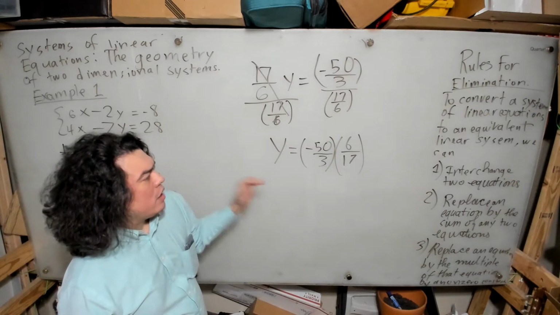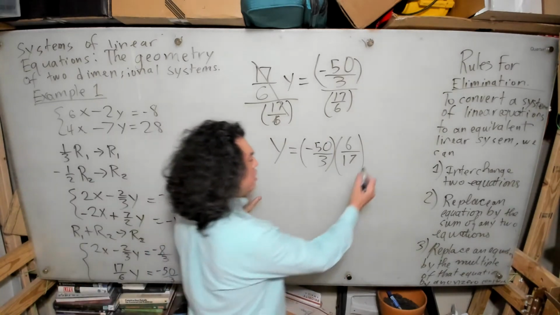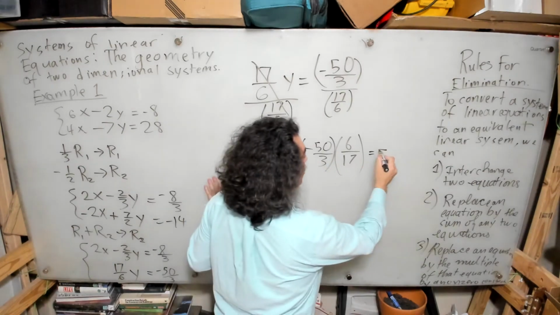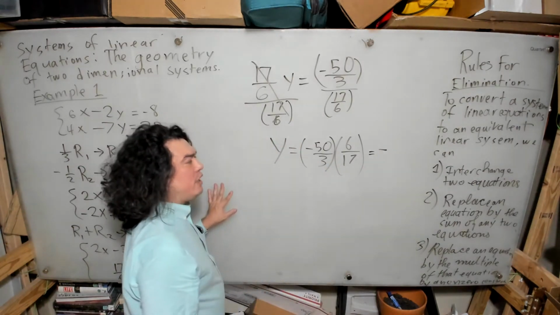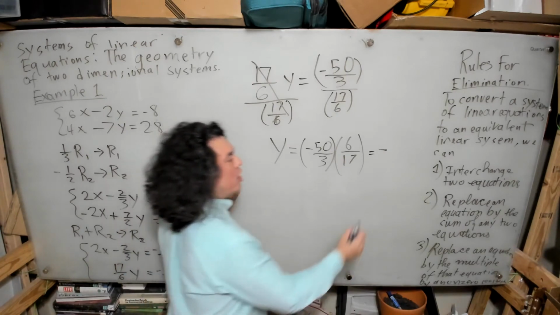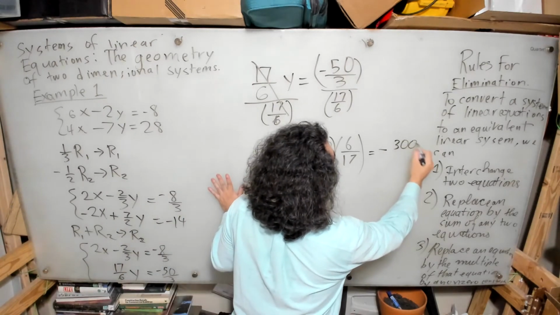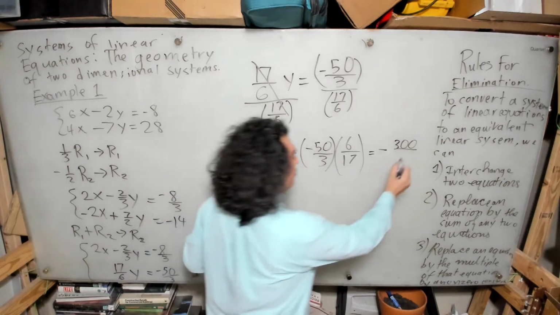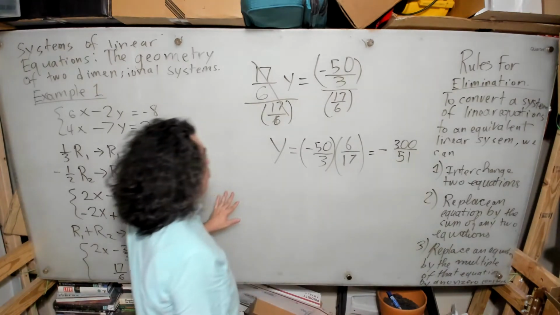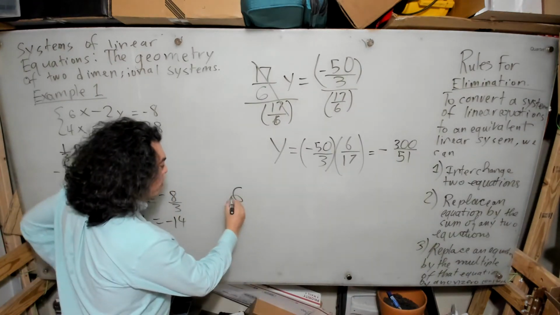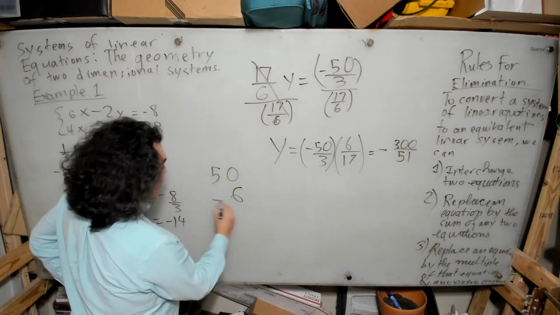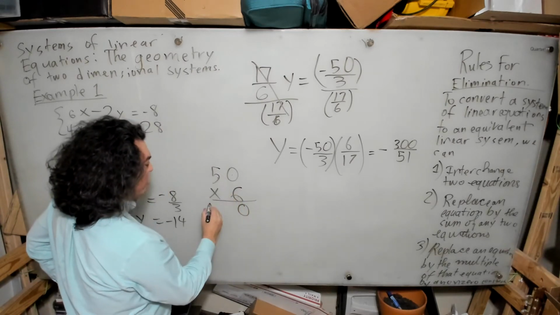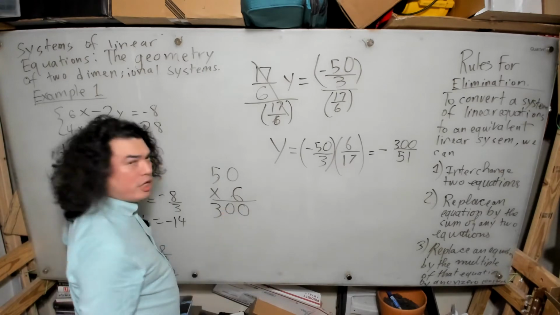Now I'm going to perform this calculation. So a negative times a positive is a negative. That's great, it's a negative. I know that 50 times 6 is actually going to be 300, believe it or not. And I know that 3 times 17 is going to be 51. So let me show both of those calculations to you here. What is 6 times 50? 6 times 0 is 0. 6 times 5 is 30. You can see that it's 300.